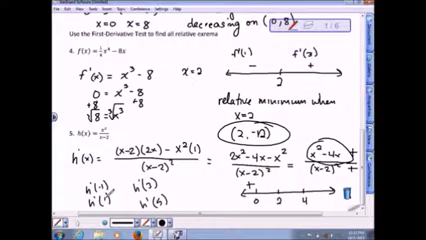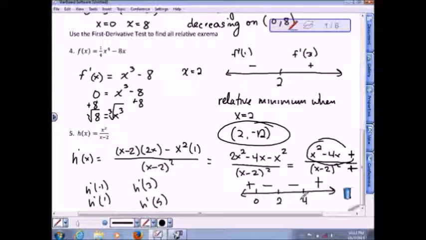Now, h prime of 1. If we plug a 1 in, 1 squared is positive, but -4 times 1 makes it negative. So we have a negative divided by something that's always going to be positive down there, so that's a negative interval. Plugging in a 3 for both x's here, 3 squared is 9, but -12 here makes it negative. Negative divided by positive is negative. And if you plug in a 5, 5 squared is 25, and -20 makes it positive. Divided by a positive is positive.